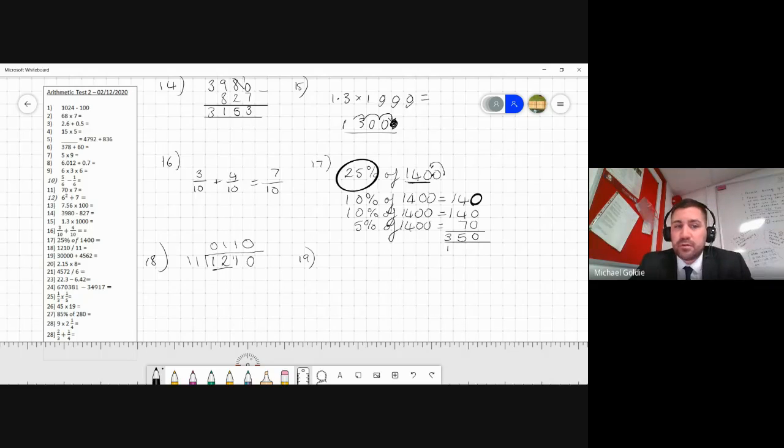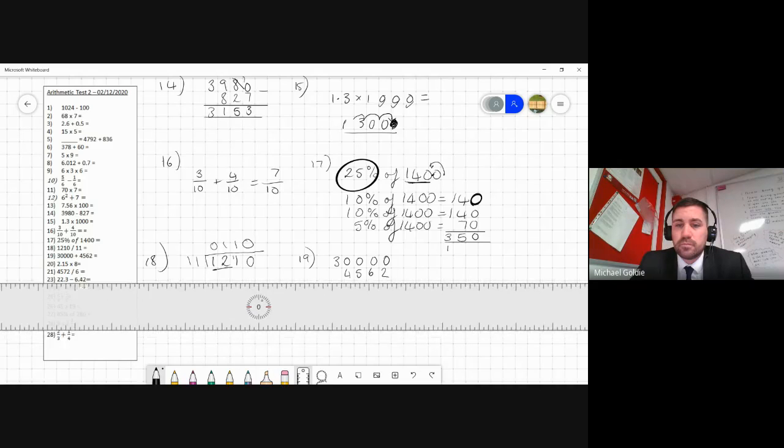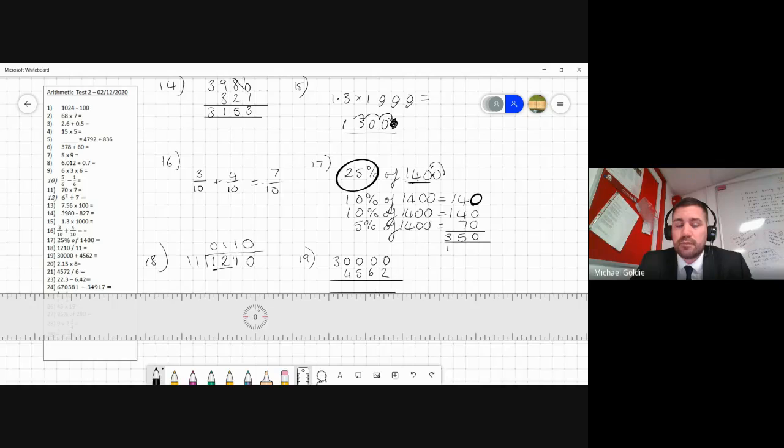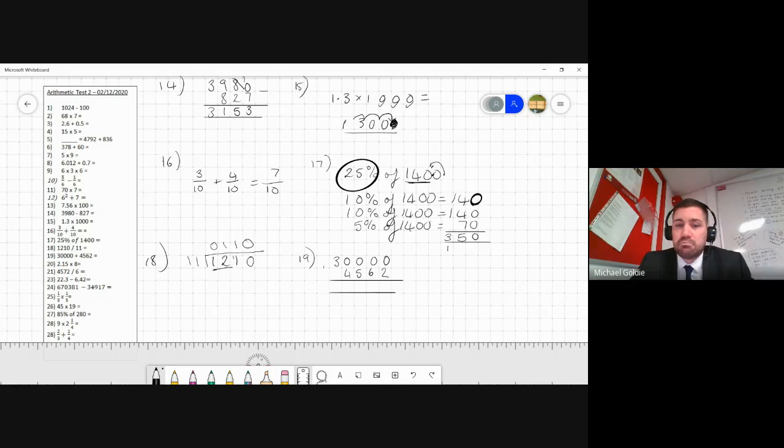30,000 add 4,562. I always ask my children to make sure they set everything out just in case they make a mistake. If you set it out, you are more likely to be accurate. So we've got 30,000 and we're going to add 4,562. Rule it off, and simply add them up.